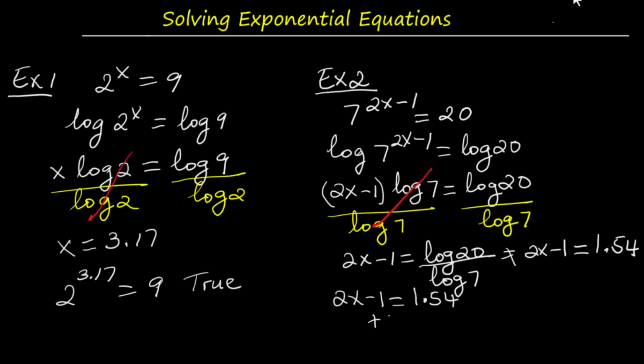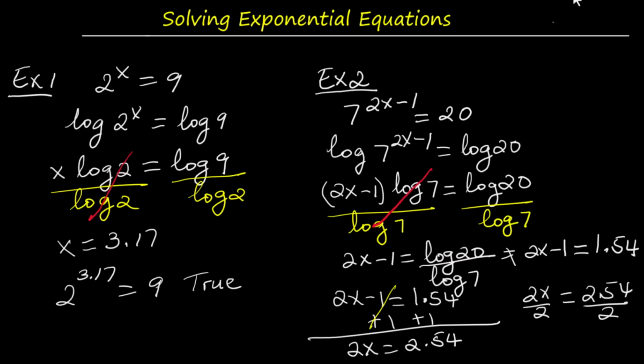Step 4, add 1 to both sides. Negative 1 and positive 1 cancel on the left, giving us 2x equals 2.54. Final step, divide both sides by 2. So x equals 1.27, and that's the solution.